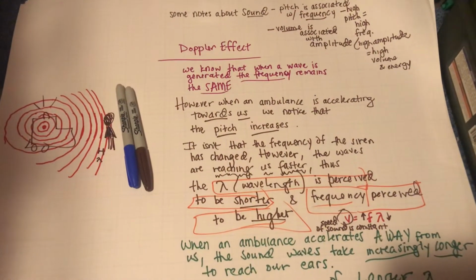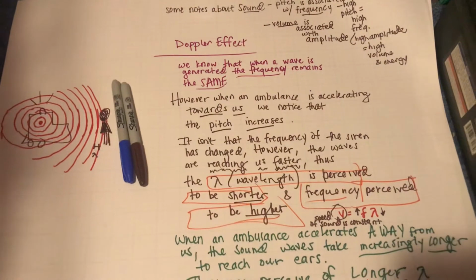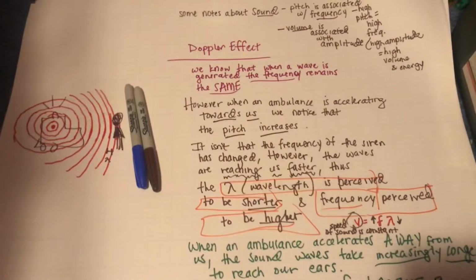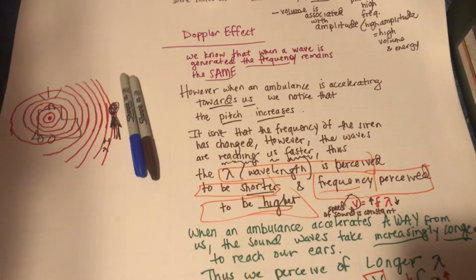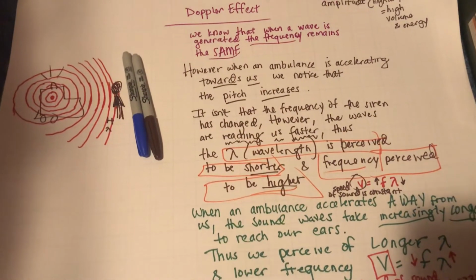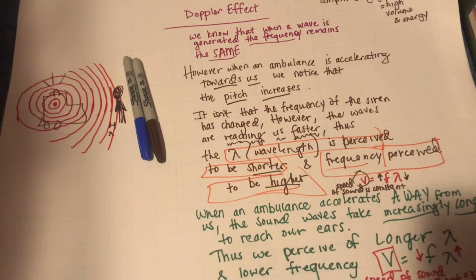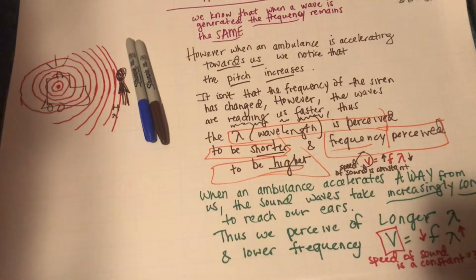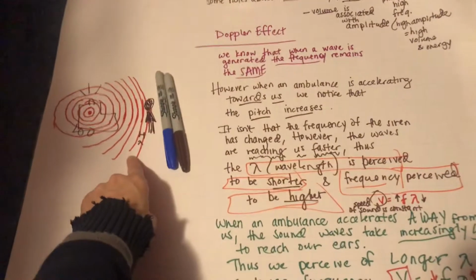Well, what's happening is, it's not that the frequency of the siren is changing, but actually, as the ambulance accelerates towards you, those wave fronts are going to hit you faster. So you will perceive a shorter wavelength and a higher frequency. So you can kind of see that in my diagram over here.